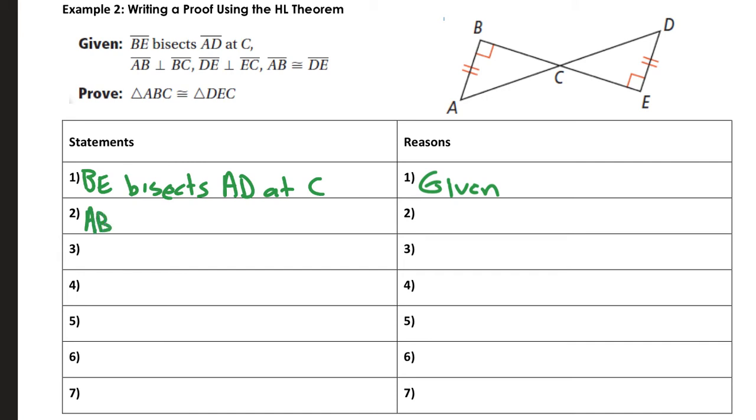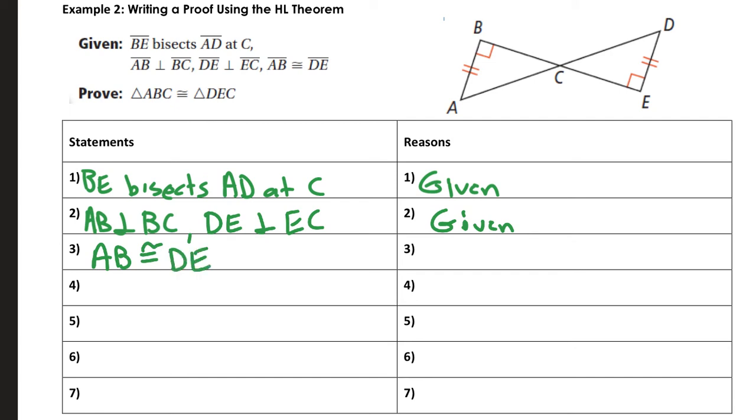AB is perpendicular to BC, and DE is perpendicular to EC. That's also given. Okay? And the last thing that's given, AB is congruent to DE. So AB is congruent to DE, that's also given.